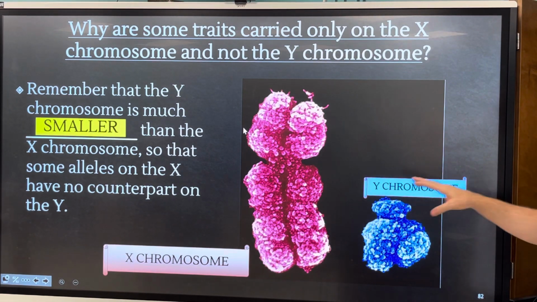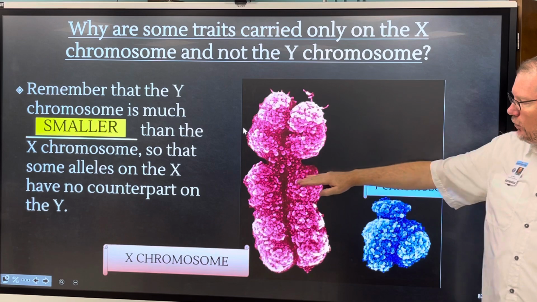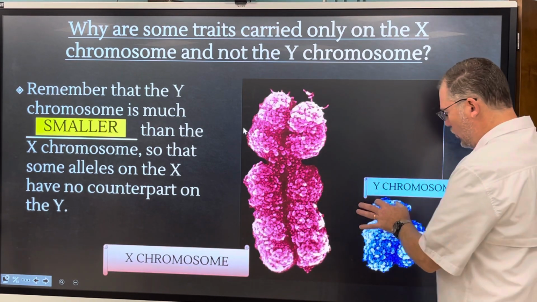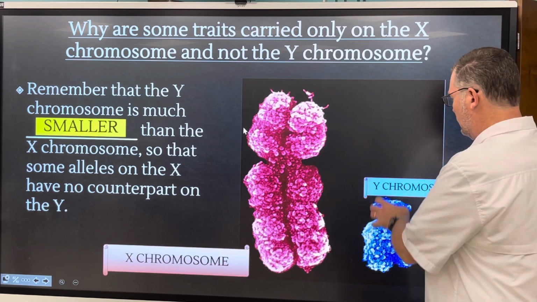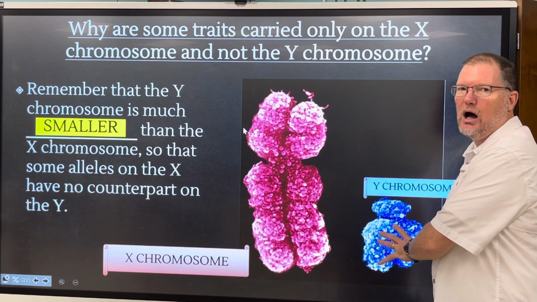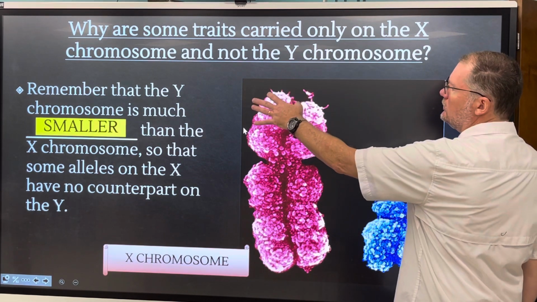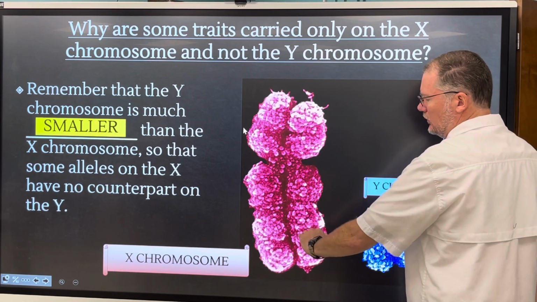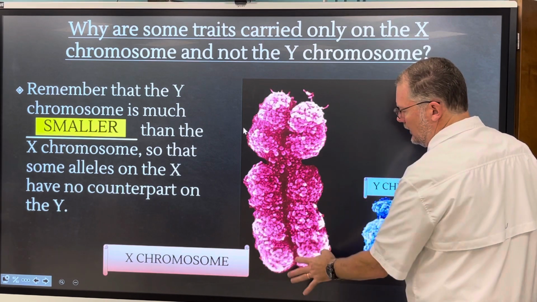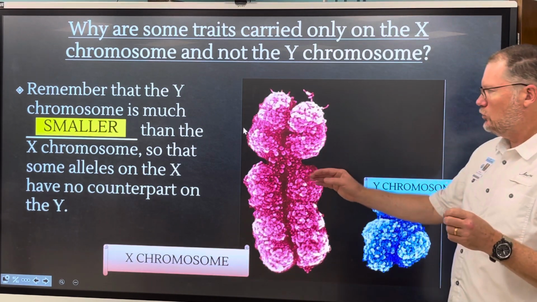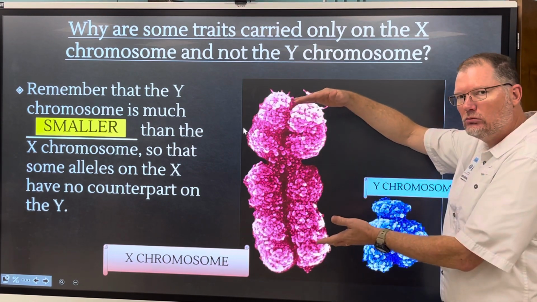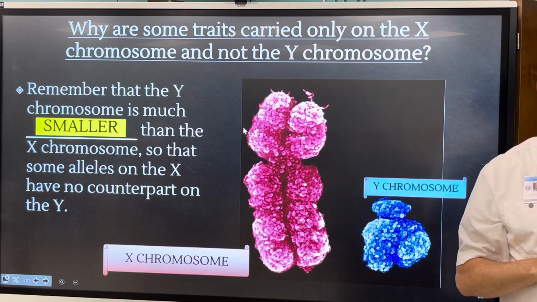So some alleles on the X chromosome, remember there's one chromatid from mom and one chromatid from dad, one from mom, one from dad, okay? Well, actually, you're not gonna get that from mom. There are going to be matching alleles for the genes on both of these chromatids, right? And you're going to have a lot more on the larger X chromosome than you will the smaller Y chromosome. It's really kind of simple.